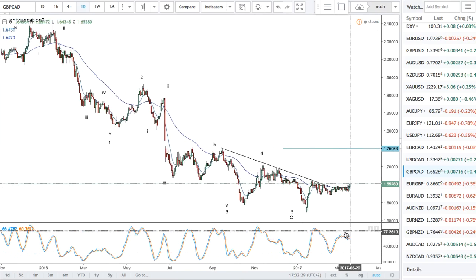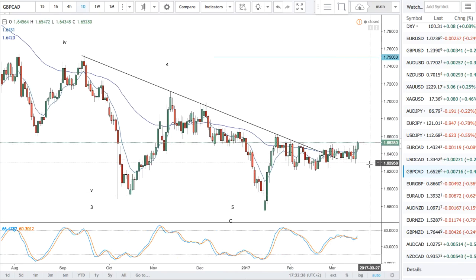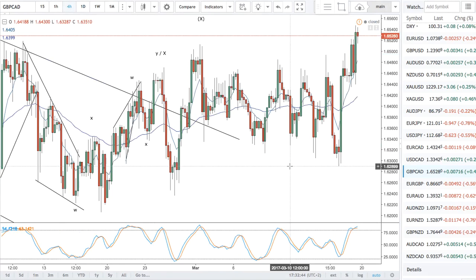It's turning up on the weekly. It's entirely possible to move up here. And then I'll deal with it when it gets there. It is still possible to turn over. The issue is that it has not impulsed from the low here. That is the main issue.